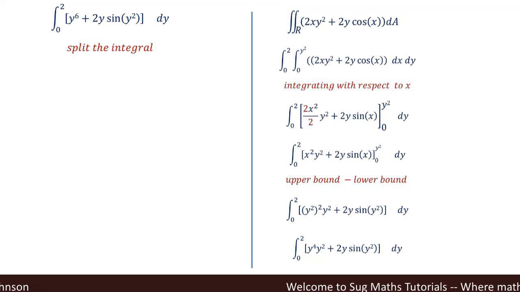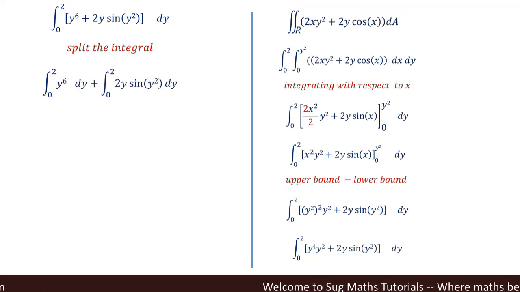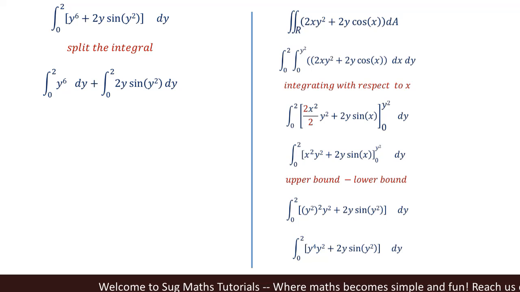So splitting them into 2, we are going to have the integral from 0 to 2 of y to the power of 6 dy plus the integral from 0 to 2 of 2y sine y squared dy. Okay, now we have two integrals. Now we can evaluate them individually, right?